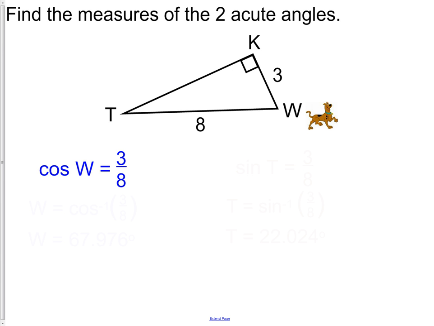Now, do you remember from the last screen what we need to do? Hopefully you do, and hopefully you remember that we do the inverse operation. W is equal to cosine^-1 of 3/8, which plugging that in on your calculator would give you 69.976.